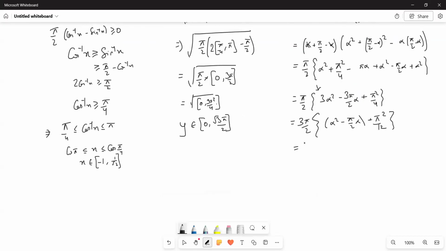Then the technique of completing the perfect square, 3 pi by 2. So we'll have alpha minus half the coefficient of alpha, so pi by 4 ka square. Now the additional value in this square, this would be pi square by 16. So we compensate with minus pi square by 16 plus pi square by 12, which is 3 pi by 2 alpha minus pi by 4 whole square.